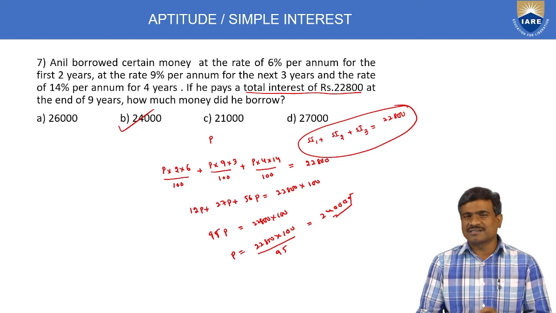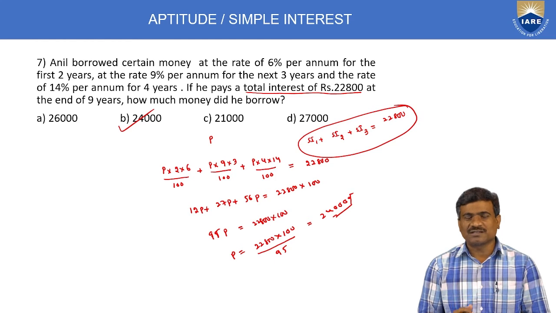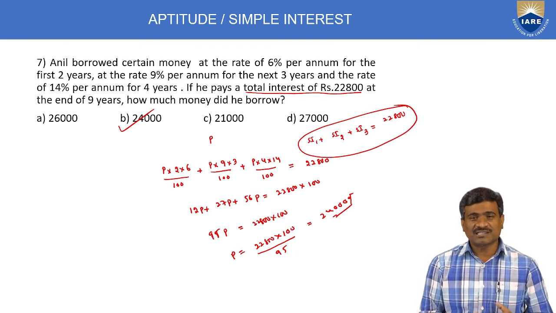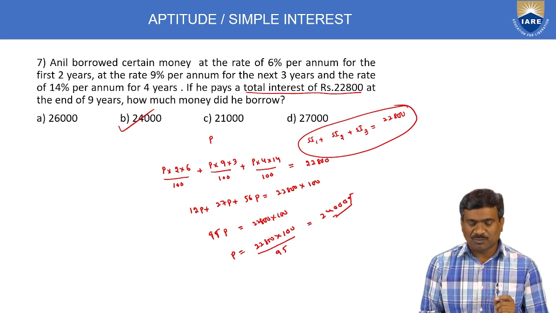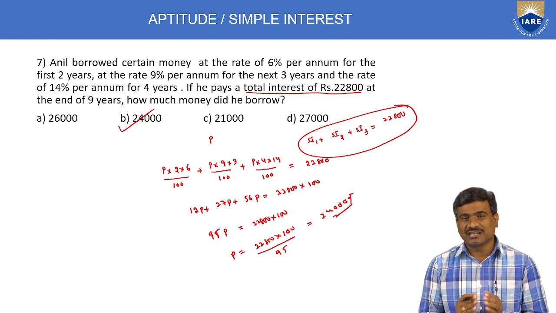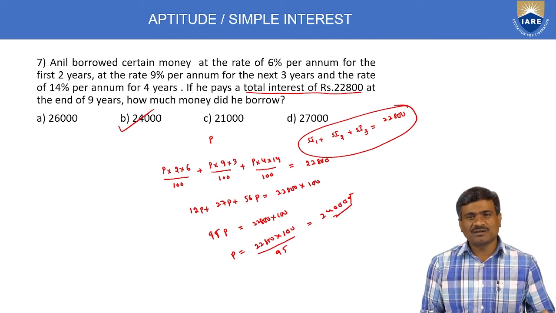A total interest is given, same as the previous example method. Total interest is 22,800. Here the first case has time duration 2 years, case 2 has 3 years, case 3 has 4 years, total time period 9 years. Here SI1 plus SI2 plus SI3: total simple interest is P1 T1 R1 by 100, plus P2 T2 R2 by 100, plus P3 T3 R3 by 100, is equal to 22,800.